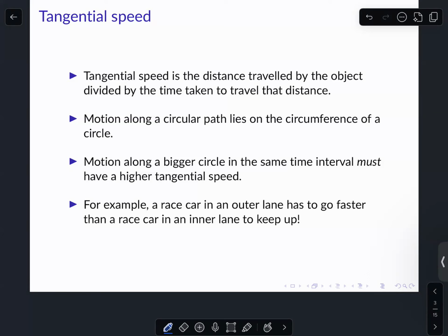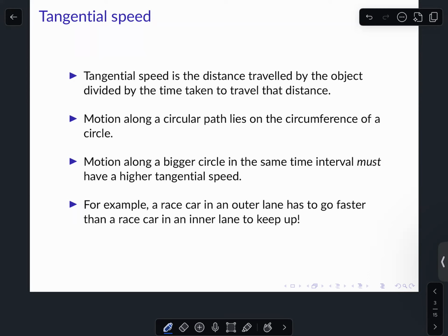Nope. If they're keeping pace with each other, if you're both turning the curve and staying side by side, the outer lane is going a bigger distance in that measure of time. 2 pi r, if r is bigger, 2 pi r is bigger. The length of the outside of a bigger circle is bigger.